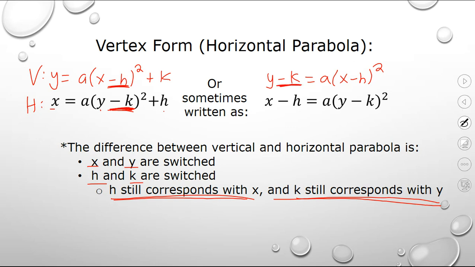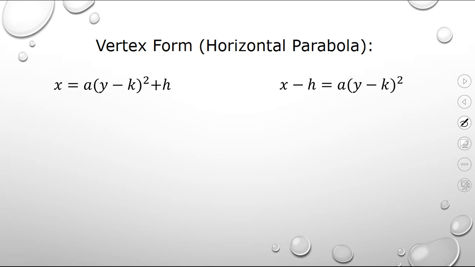K is going to be the number that's next to the y. H is going to be the number that's next to the x. Because k goes with y, h goes with x. So you're never going to have the h next to the y or the k next to the x. Okay? So that's helpful. That helps us kind of identify what h and k is going to be.